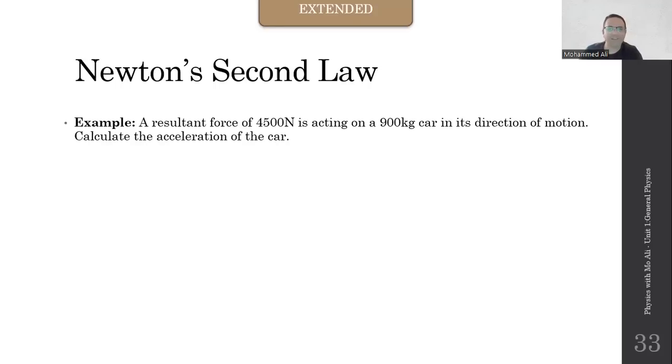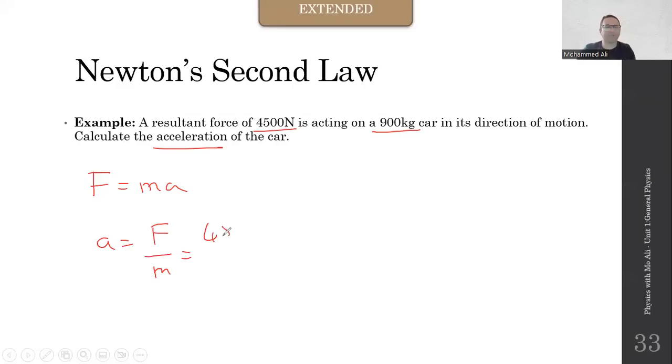Anyway, this is literally a quick example. A resultant force of 4,500 newtons is given, with a mass of 900. Calculate the acceleration. There is absolutely nothing special here. Acceleration is force over mass, with an actual proper value of force acting on this car so it can accelerate. This will give you an acceleration of 5 meters per second squared.